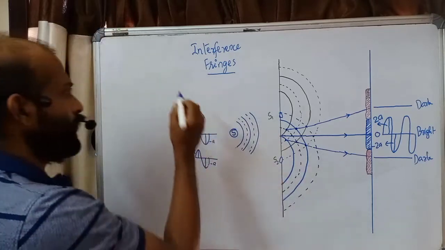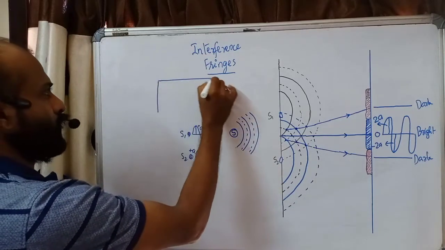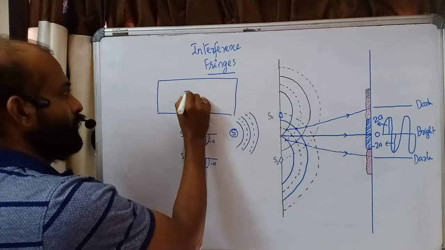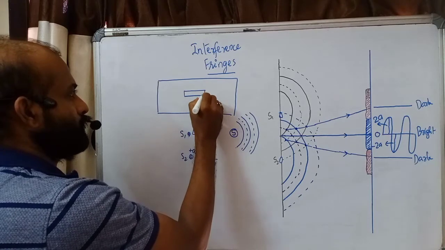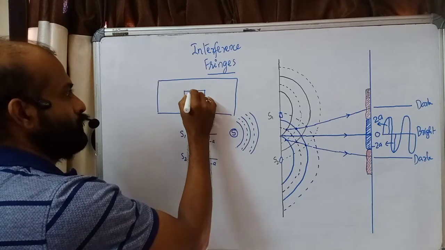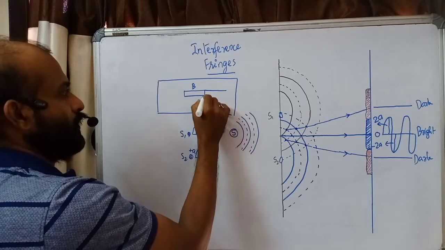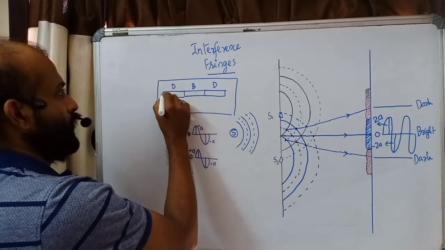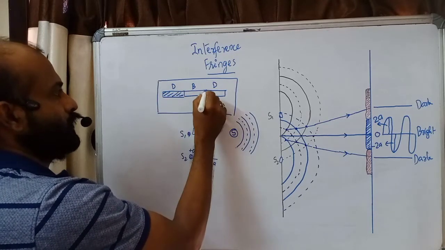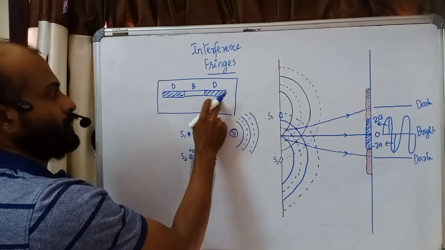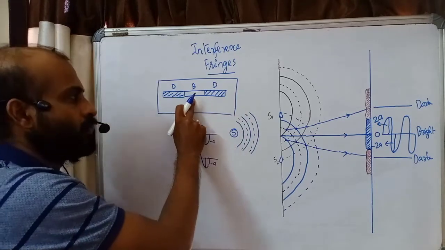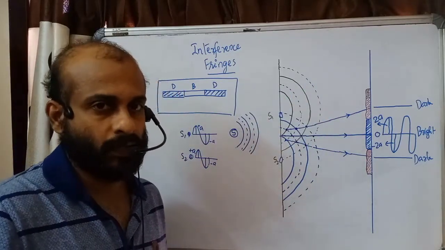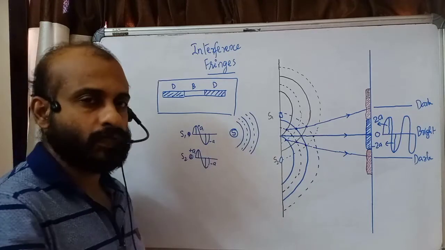If you are seeing the screen, this is the screen surface, the front view of the screen. At the center there will be a bright band. Then on either side we have dark bands: this will be one dark band and this will be another dark band. I just shade the dark bands. At the center we have a bright band. A similar pattern will be visible on the screen. Such a pattern is called an interference pattern, or interference fringes. This pattern is known as fringes.